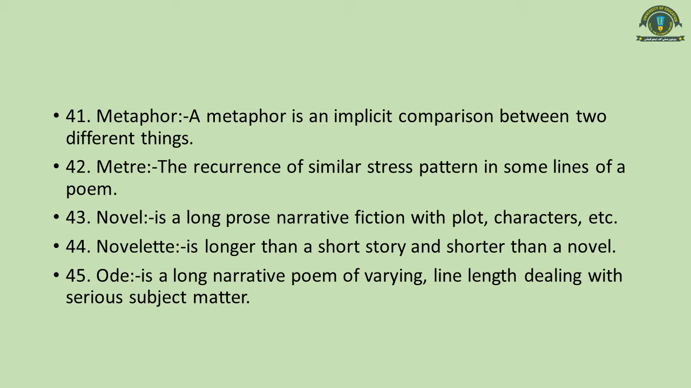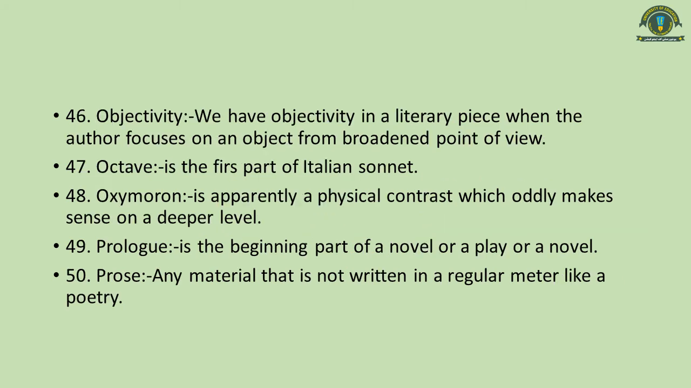Novel is a long prose narrative fiction with plot, characters, chain of events, etc. Novelette is a kind of novel, but shorter than novel and longer than a story. So it is a middle kind of genre between story and novel. Ode is a long narrative poem of varying line length dealing with serious subject matter. Objectivity, we have objectivity in a literary piece when the author focuses on an object from a broadened point of view.